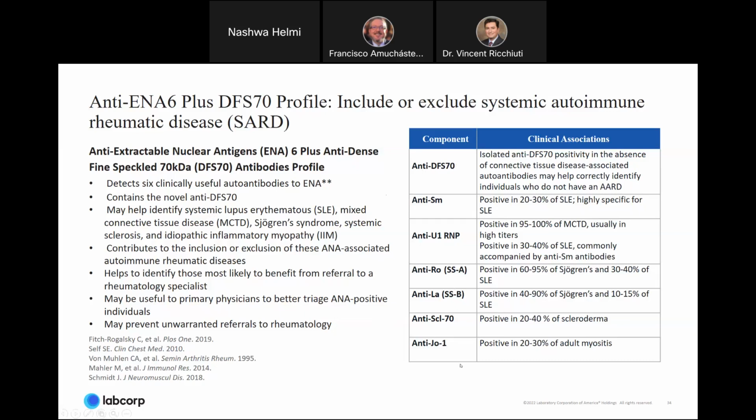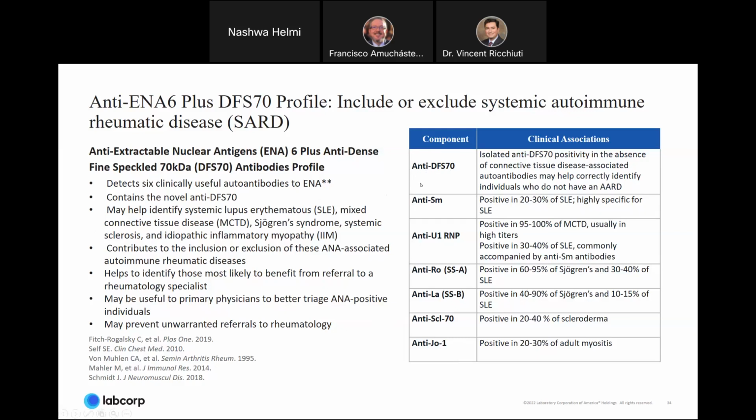And this panel will help identify systemic lupus erythematosus, mixed connective tissue disease, Sjogren's syndrome, systemic sclerosis, and idiopathic inflammatory myopathy. And it contributes to the inclusion or exclusion of this ANA-associated autoimmune rheumatic disease. For example, if you have a patient that is positive with your ANA and on the ENA6 only positive for anti-DFS70, your patient is most likely not a systemic autoimmune rheumatoid disease.